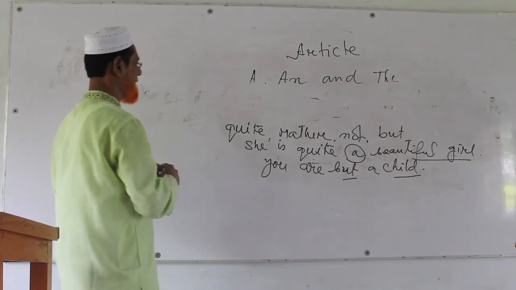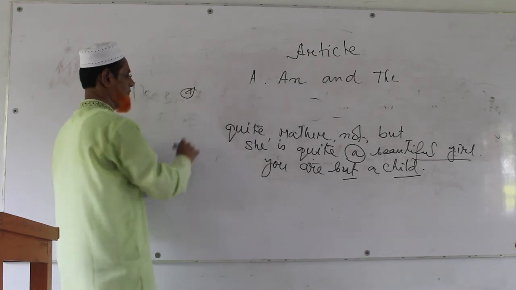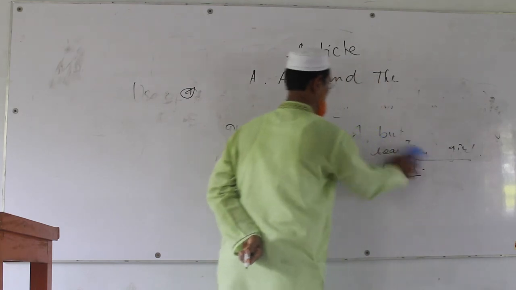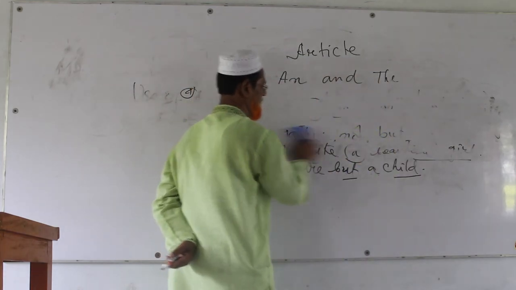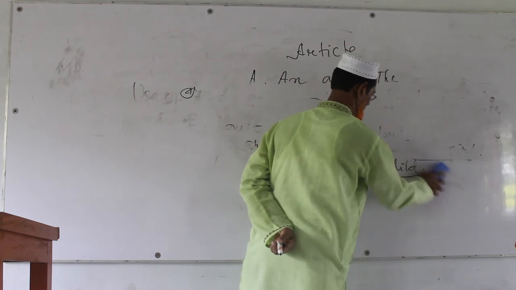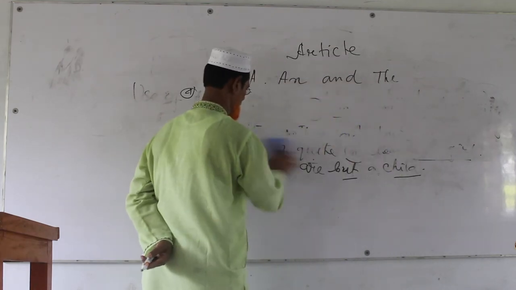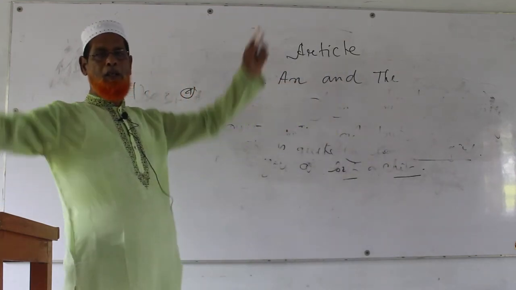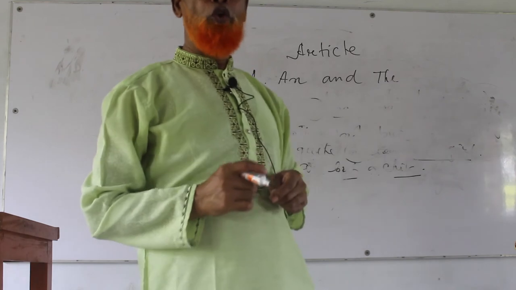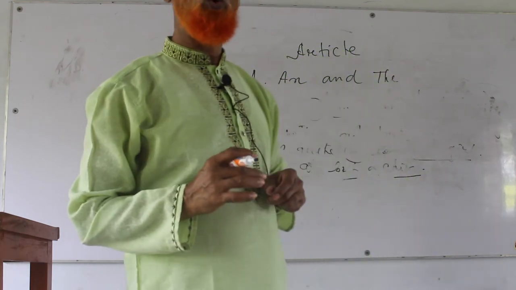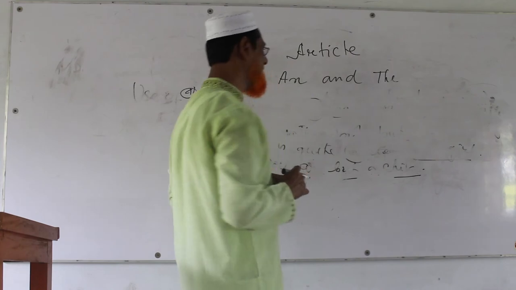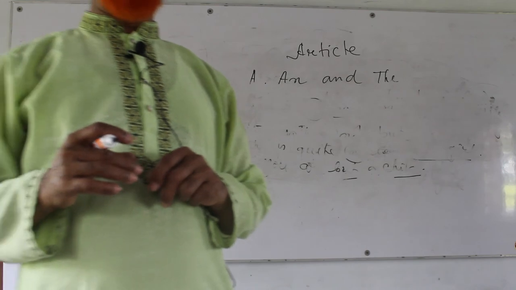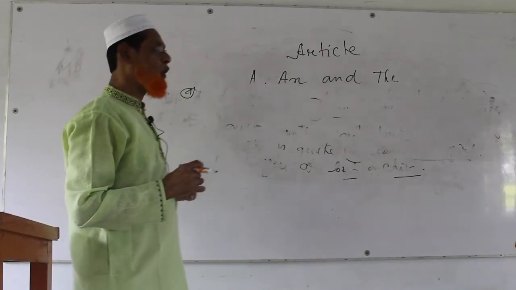Number four. When so or too is used before an adjective, we can use article a or an before the common noun, before the noun.